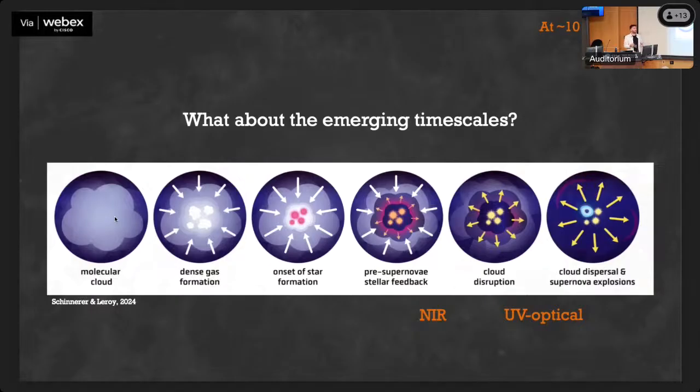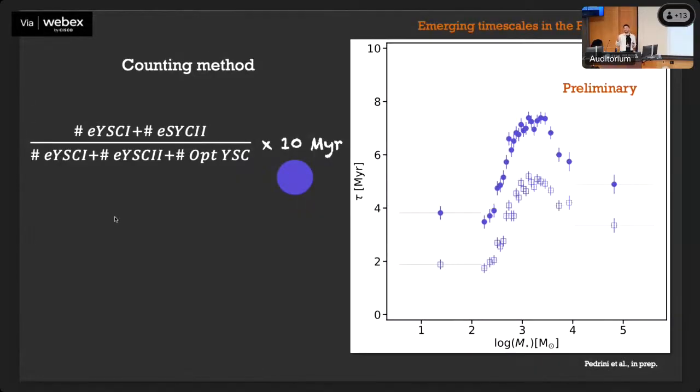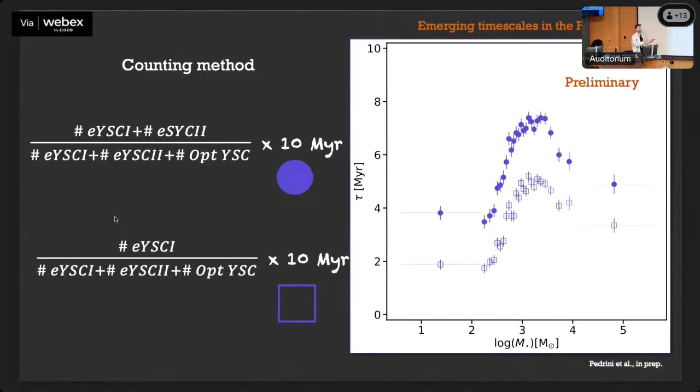So what about the emerging timescale? We implemented another method to count the emerging timescale for a cluster to become exposed. That was already done before, for example by Brad, and it's basically a counting method. Here we count how many EYCs, so how many clusters already have a Paschen alpha associated with them, over the total number of clusters younger than 10 million years, so also the ones that are already exposed. We can also measure a timescale that is based only on the ACs, a timescale to already clear the 3.3 microns, which is much shorter than the total one.